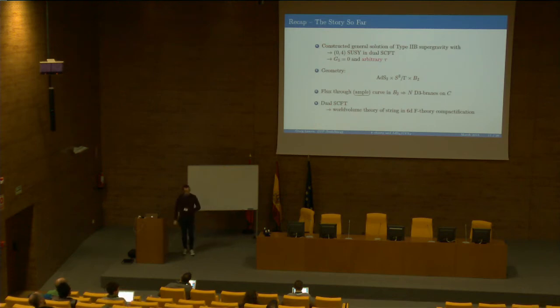So let me just give you a brief recap. We constructed general solutions of type 2B with 0,4 supersymmetry in the dual CFT. The things to note are that, of course, the coupling varies, the axiodilaton, so that's exactly what we wanted. And we picked the case where we turn on no three-form flux. The geometry was of this form, and the flux was through an ample curve, corresponding to N D3 branes wrapping that particular ample curve.